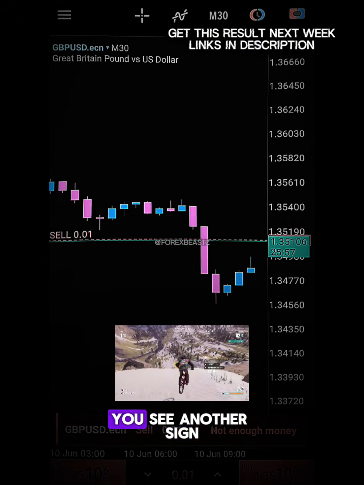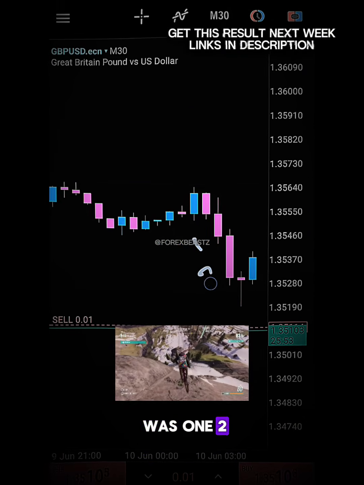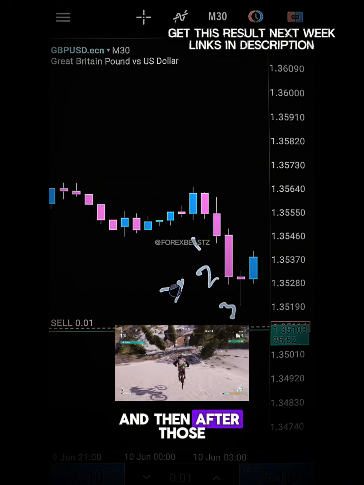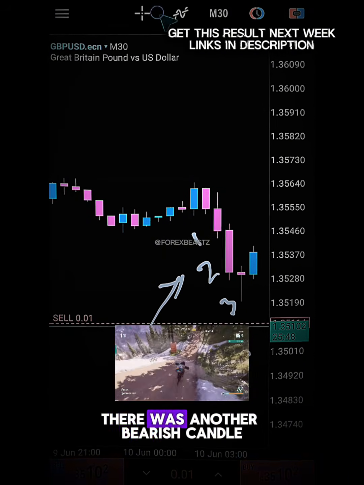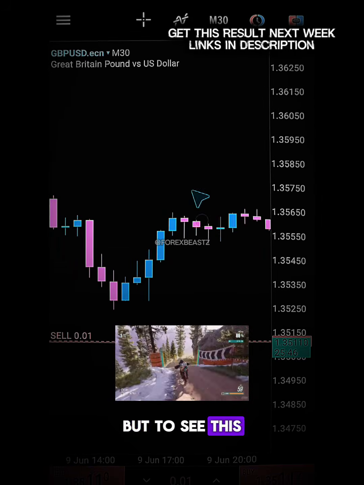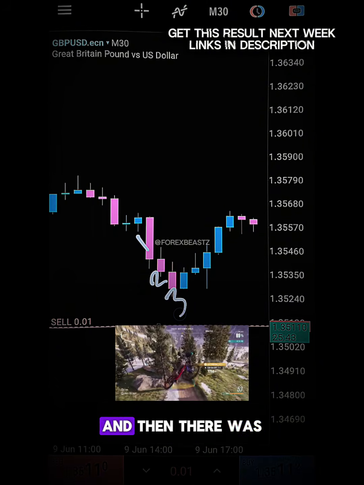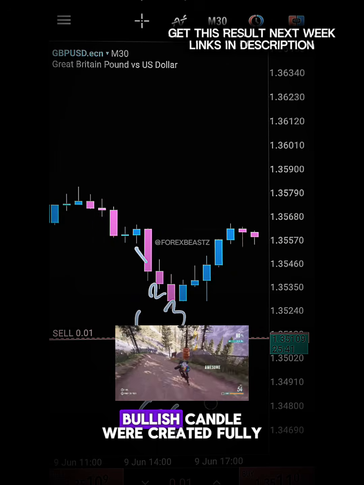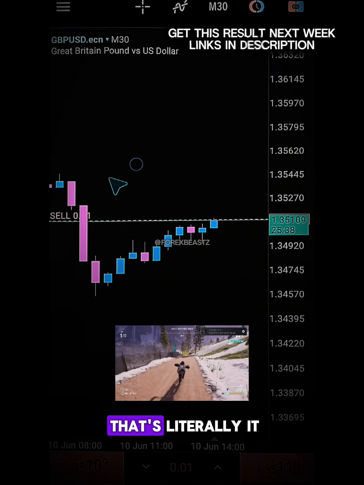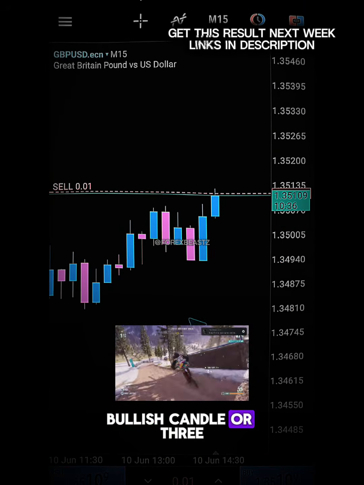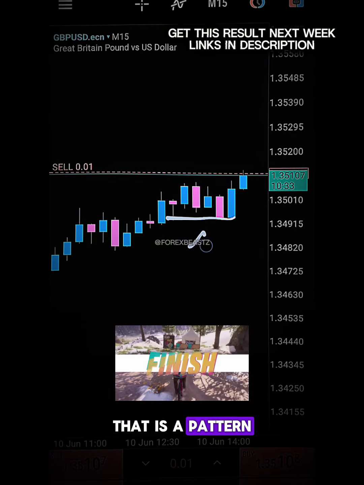And if you go to the left, you see another sign of this candlestick formation working. You can see there was a 1, 2, 3 candlestick formation, and then after those 3 bearish candles, there was a bullish candle, and then after that bullish candle there was another bearish candle. Another one happened there, 1, 2, 3, and then a bullish candle, and after that bullish candle was created fully, there was a bearish candle. That's literally it. 3 candlestick formation, then a bullish candle, and then a bearish candle. That's a pattern that you want to exploit.